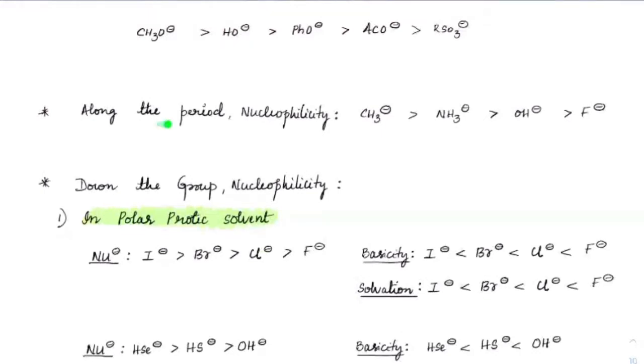Next, if you go along the period, nucleophilicity will decrease. CH3 minus will have more nucleophilicity compared to F minus, and it will go in parallel with its basicity. Left to right, always nucleophilicity goes parallel with the basicity.